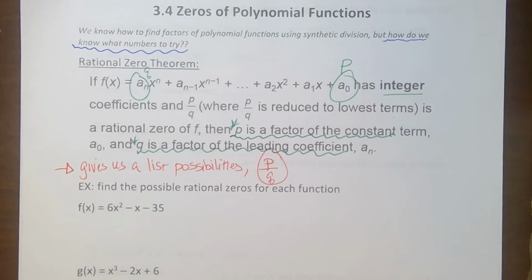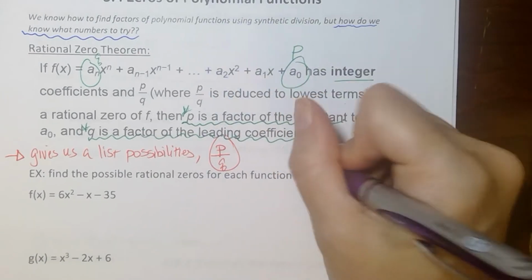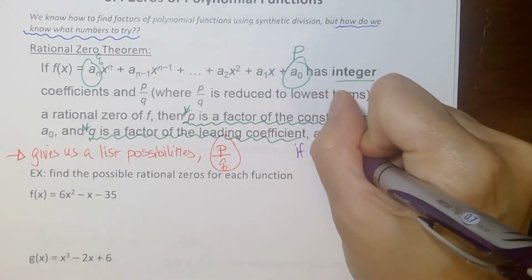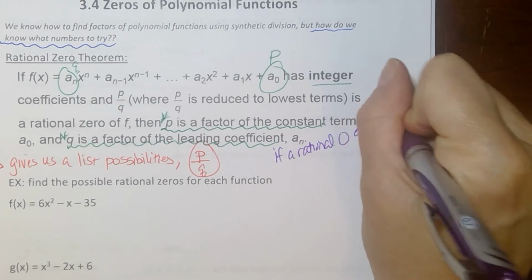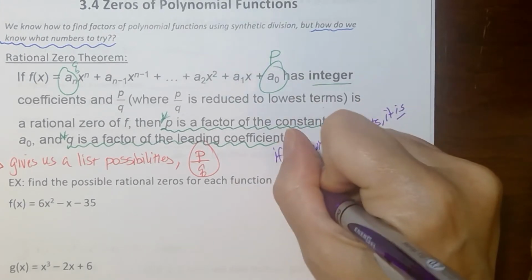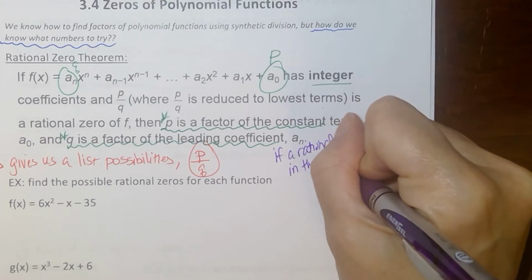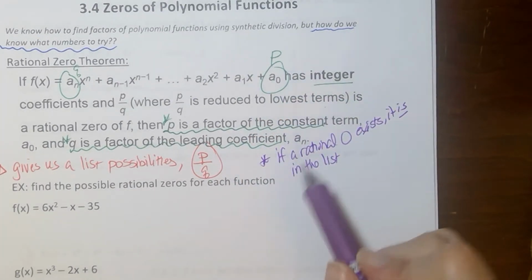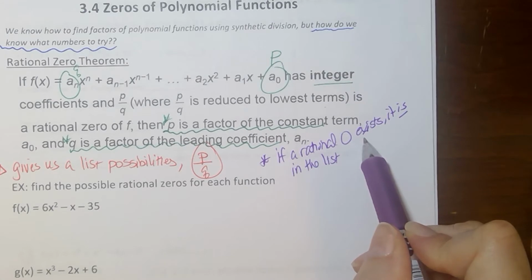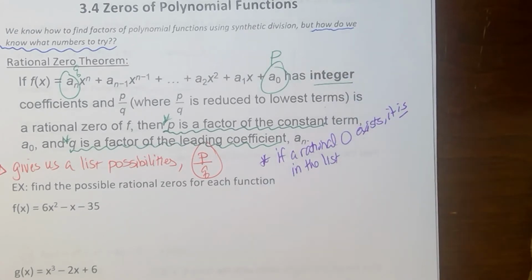My function could have zeros that are irrational or imaginary. They're not going to show up in the list. But if there is a rational zero for my function, if a rational zero exists, it is in the list. So not every value in the list will work, but if a rational zero exists, it is in the list.